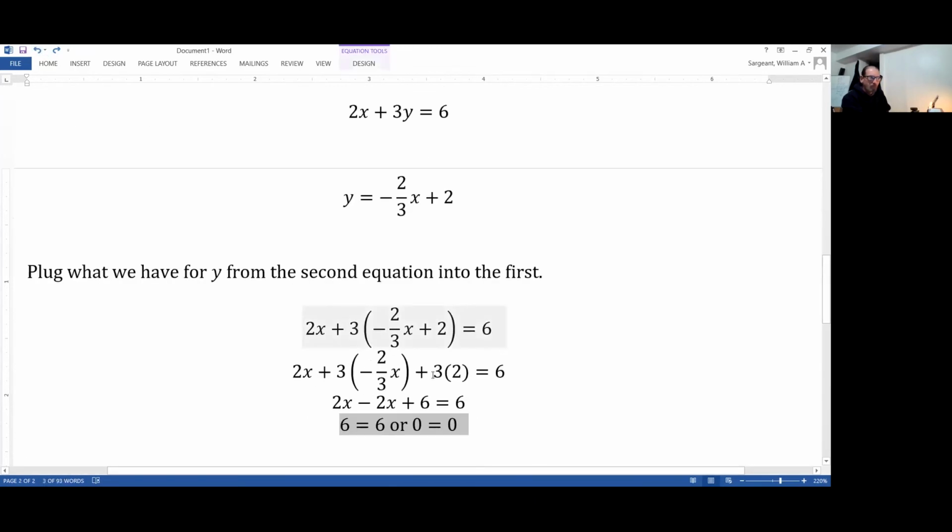Distribute 3 and combine like terms. The 2x minus 2x is going to cancel out, giving us 6 equals 6. You could even combine the like terms here and subtract 6 from both sides. You get 0 equals 0. Same number, when the variables drop out, same number means same line, and so infinitely many solutions. So what would happen if the variables dropped out and we had different numbers? We'll take a look at that in a moment, again, by both graphing and substitution.